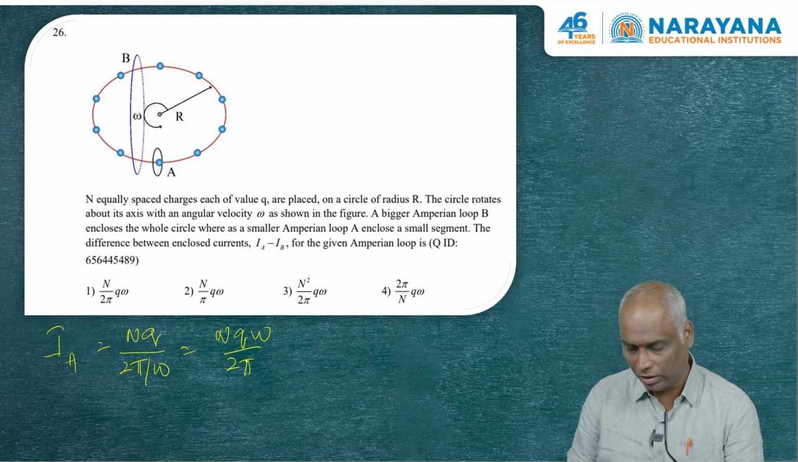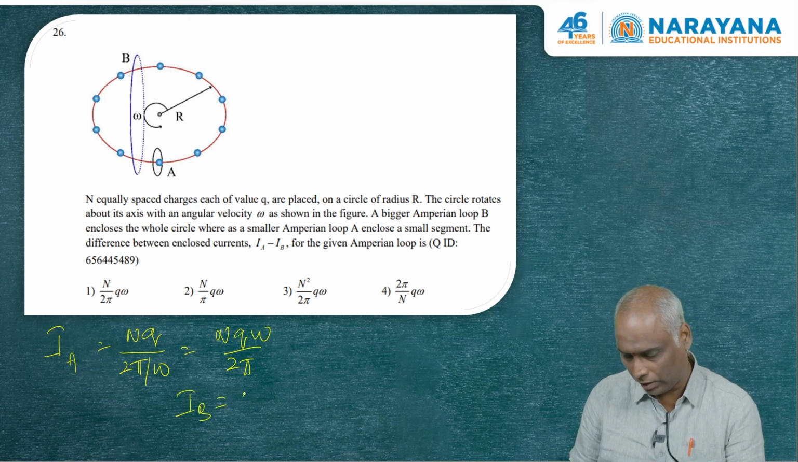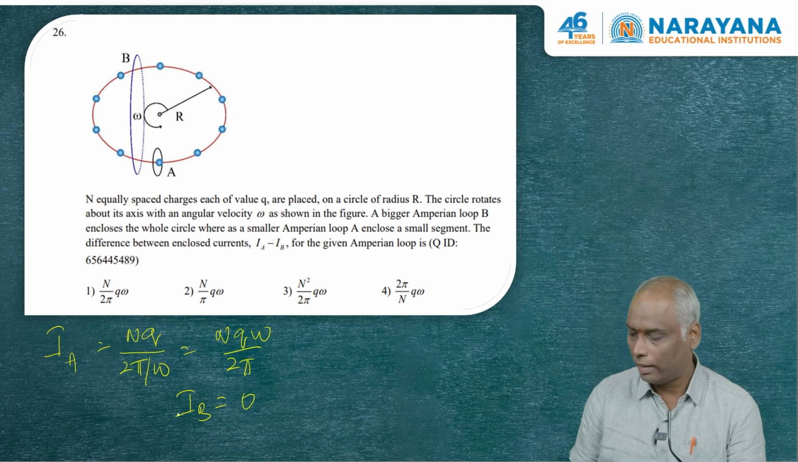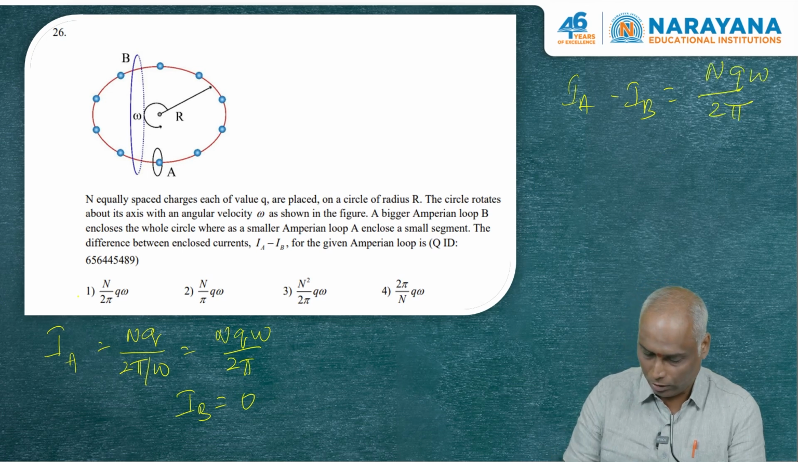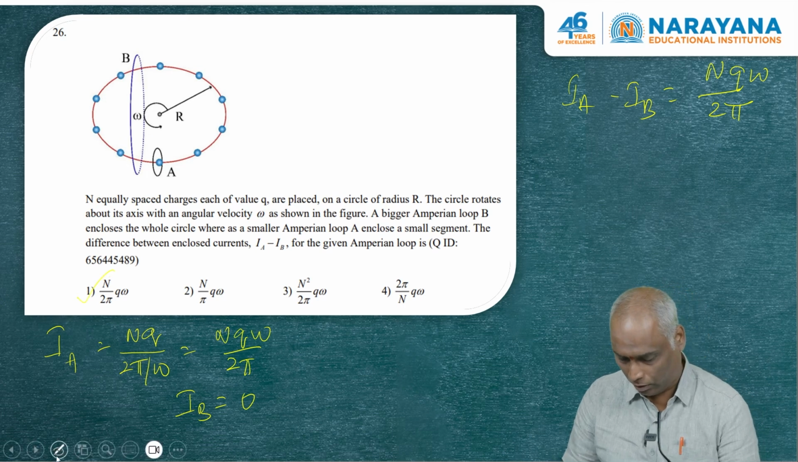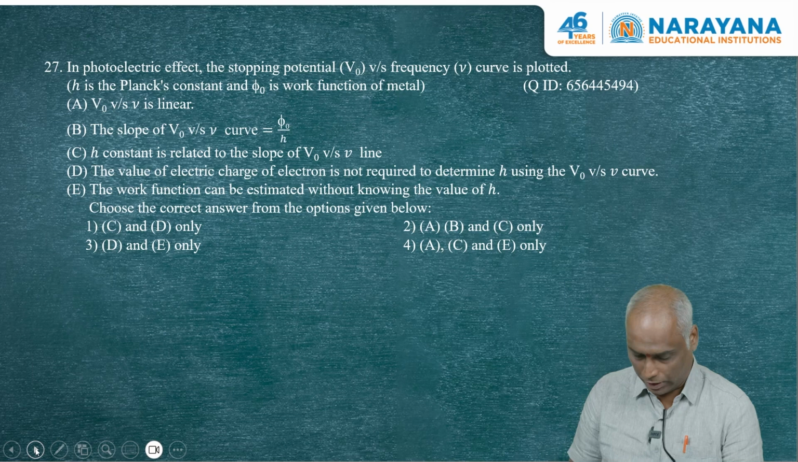Whereas when we consider the loop B, because there is both outgoing as well as incoming currents, the effective value of current passing through that one becomes equal to 0. So according to the question, IA minus IB becomes equal to NQ omega divided by 2 pi. So it is going to be option 1. Next question. Let us go to the next question.